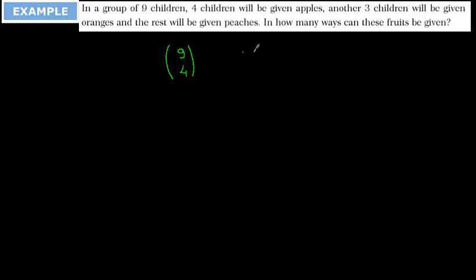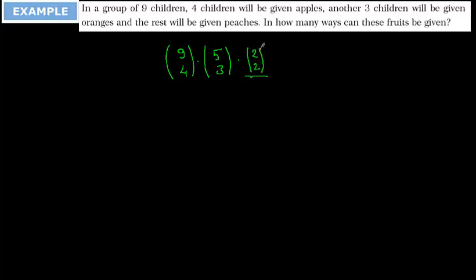Okay, from 9, first we are going to select 4. Then when you give the apples, you are not going to give them another fruit. That's why they are not going to be selected. Then you have 5 more, and from 5 you are going to give 3 oranges to the children, and we have 2 left.